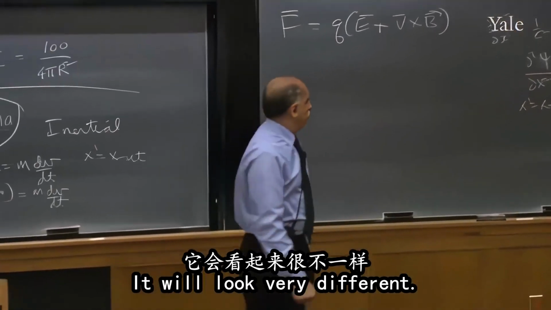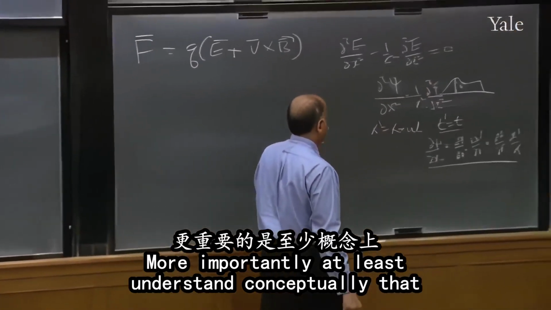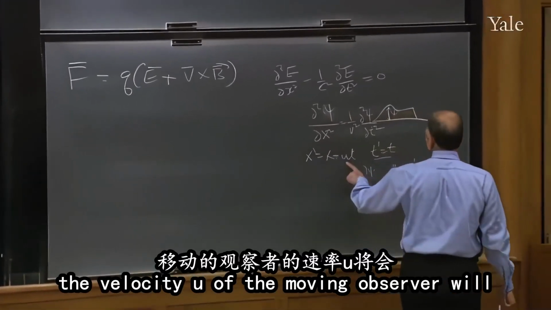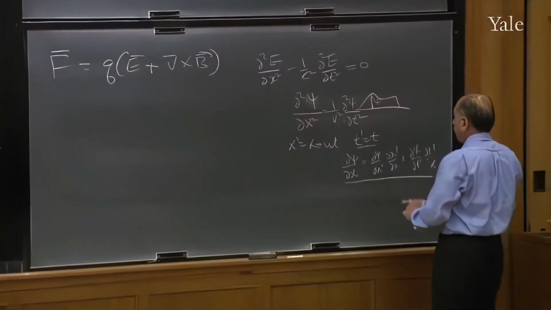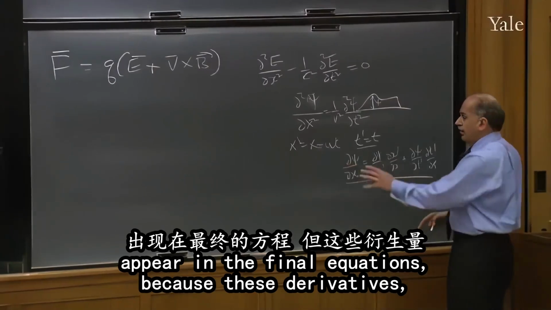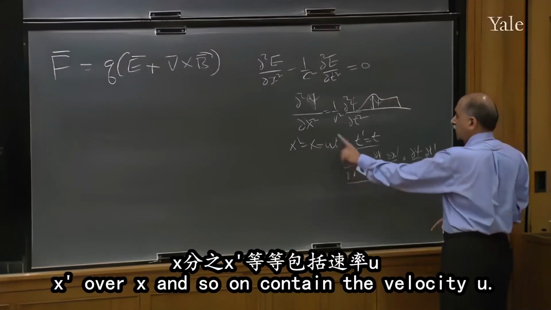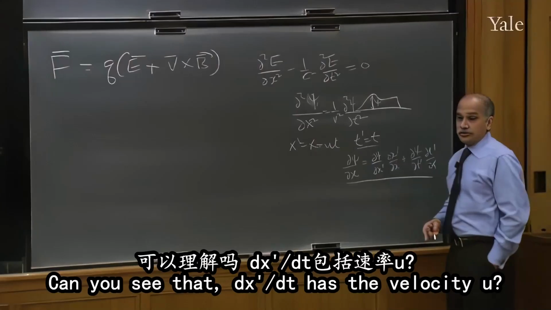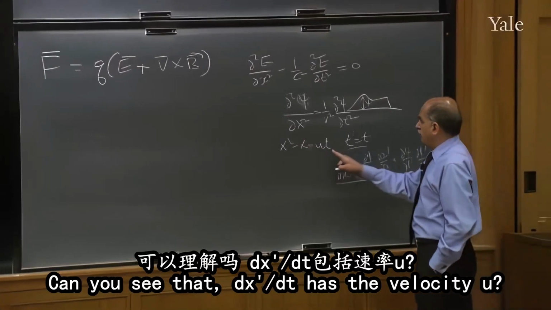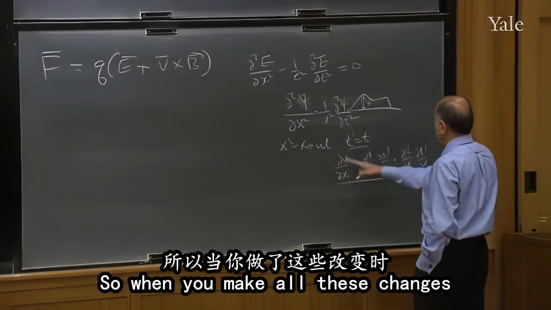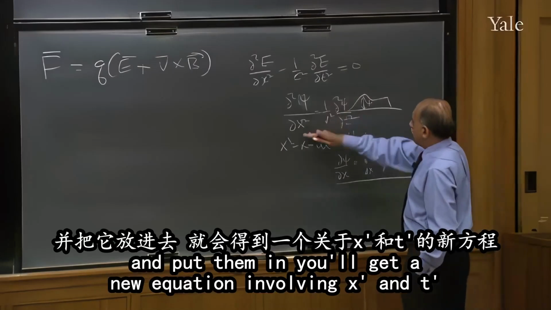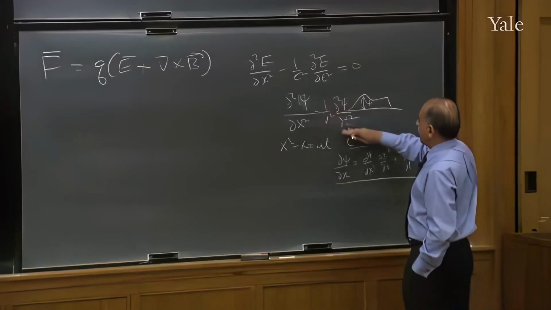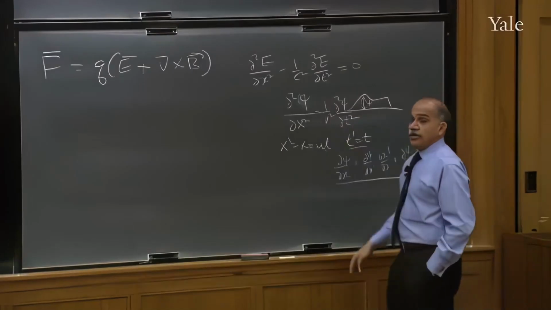More importantly, at least understand conceptually that the velocity u of the moving observer will appear in the final equations, because these derivatives, dx prime over dx and so on, contain the velocity u. Can you see that? Dx prime dt has the velocity u. So when you make all these changes and put them in, you'll get a new equation involving x prime and t prime in which the velocity u will appear.